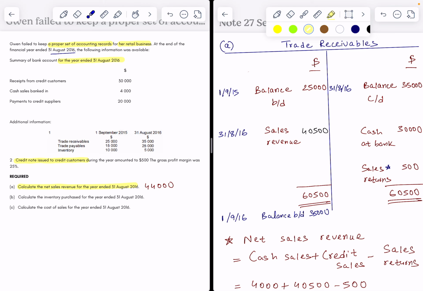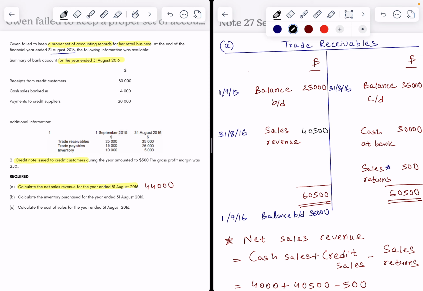Now, when we think of net sales revenue, it can be calculated by adding the credit sales together with the cash sales, and then we subtract any sales returns that we've got in our business. Now, to find the credit sales, we need to prepare the trade receivables or the accounts receivable ledger account. And here I have prepared this account using the T column format. Okay, so let's start with the first account, which is the trade receivables.